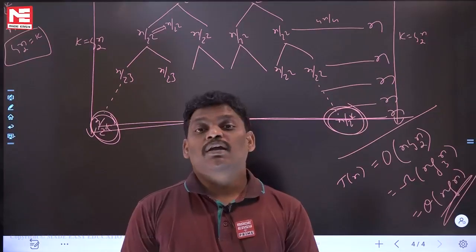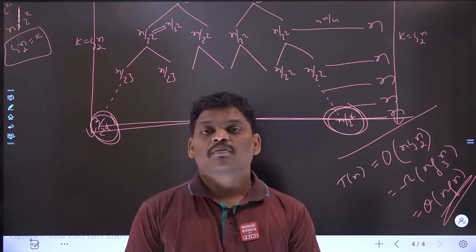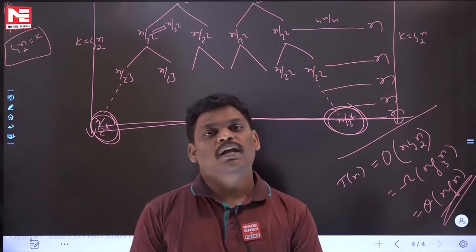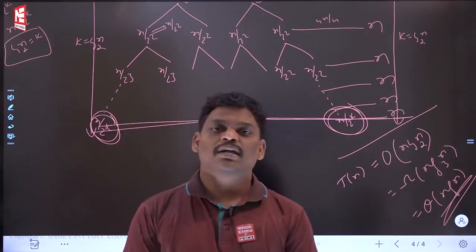Previously the upper bound was n log n base 3 by 2, right? The lower bound was n log n base 3. Both are asymptotically equal, so you can write theta. But here the upper bound and lower bound are both n log n base 2. So theta you can write. Previously theta, here also theta.